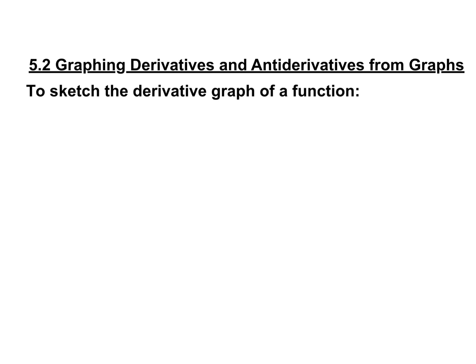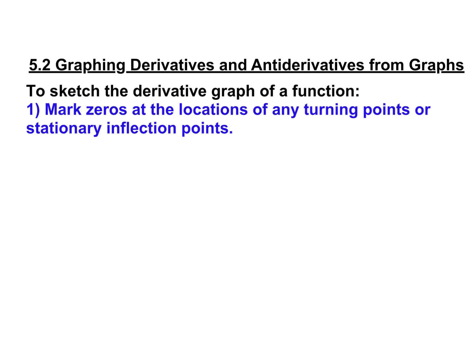Now, in order to do that, we have to follow a bunch of different steps, and we're going to look for some very specific areas that we want to focus on to help us draw this graph, okay? So the first thing you want to do, if you're given the graph and you're going to come up with the derivative graph, is mark any zeros of turning points or stationary inflection points. Mark zeros at the locations of any turning points or stationary inflection points. And I'll talk more about what that means here in a second.